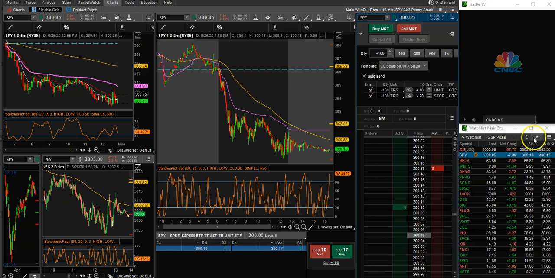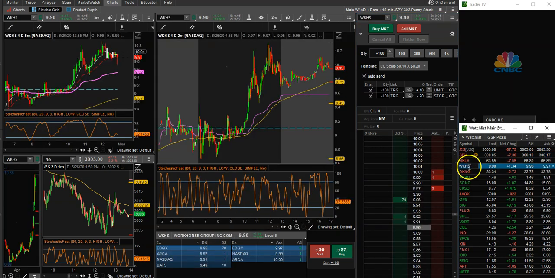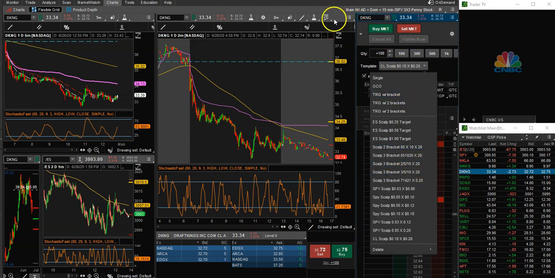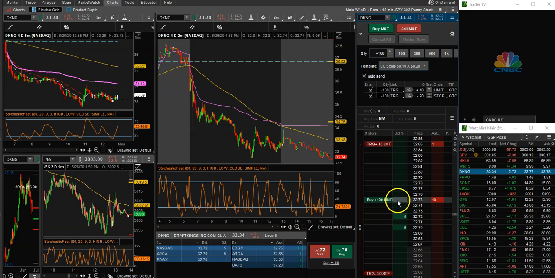And then I actually have them linked up to my charts over here. So if I want to look at Workhorse, right? I just left click this and it changes it in all the charts. So DraftKings, whatever I want. Next, I have my order entry, buy market, sell market. If I want my order quantity, I have a special grid set up for what I want for risk reward type of deal. And then I show how many trades I've done throughout the day, things like that.